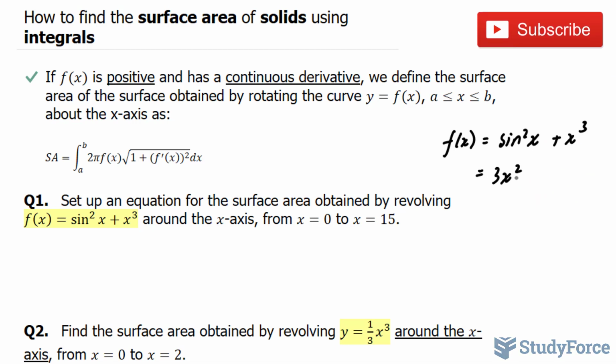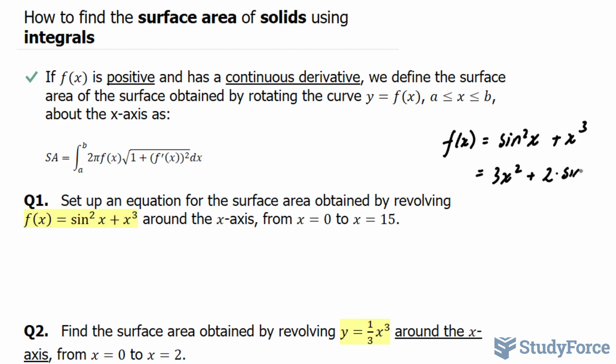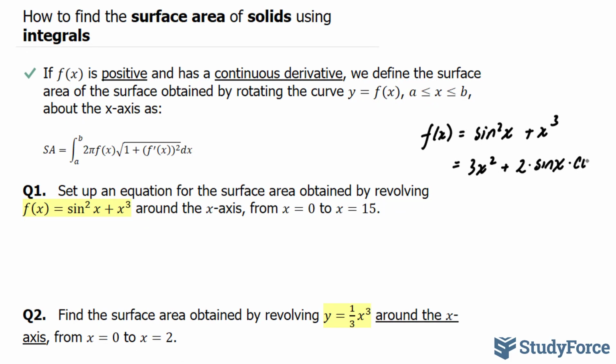The derivative of sine squared x, we have to use the product rule for this. And the way we do that is we bring this 2 down. So we have 2 times sine x. And you also find the derivative of sine x, which is cosine x. Just to clean this up a little bit, we have 3x squared plus 2 times sine x cosine x. All I have to do is substitute this into this bigger function, and we end up with our answer.